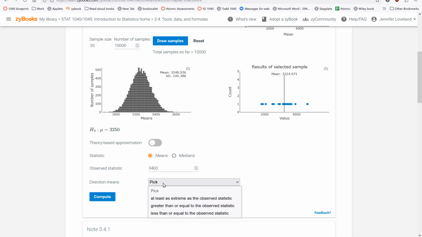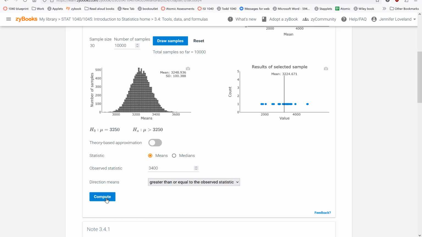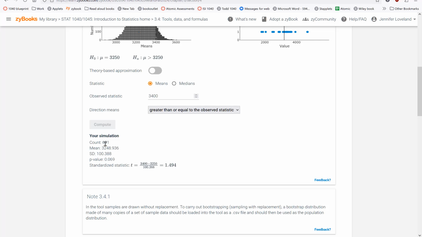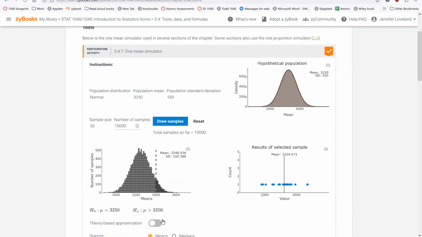You have to do the direction. So we want a greater than or equal to was what we were picking, and compute. It will shade in the values in the tail here. It did everything greater than 3,400. It doesn't put the p-value up there, but it does come down here and tells you there were 691 that were greater than that 3,400, if you really cared, but it doesn't really matter to you. You can see the mean and standard deviation of the sampling distribution. Again, those numbers were also written in the graph.